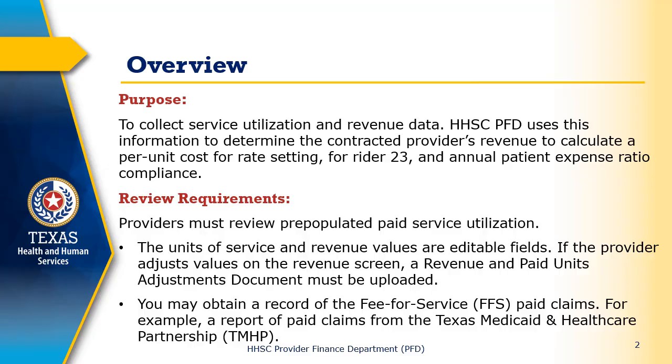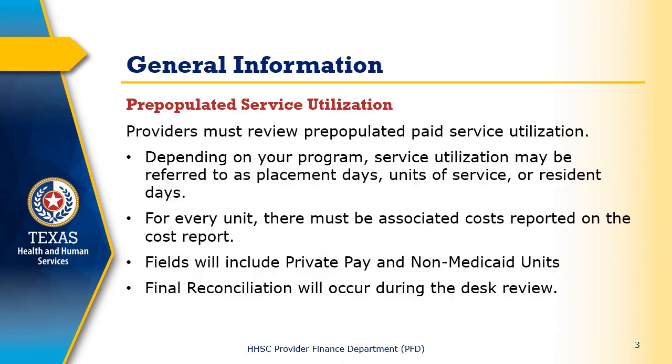Providers must review pre-populated paid service utilization according to the billing increment established by HHS-CPFD. The service utilization and revenue values are editable fields. If the provider adjusts values on the revenue screen, a revenue and paid units adjustments document must be uploaded. Please refer to the cost report instructions for an example of the supporting documentation. You may obtain a record of the fee-for-service, FFS, paid claims from the Texas Medicaid and Healthcare Partnership, TMHP. The TMHP claims report is an example and is not exhaustive of all options available to providers.